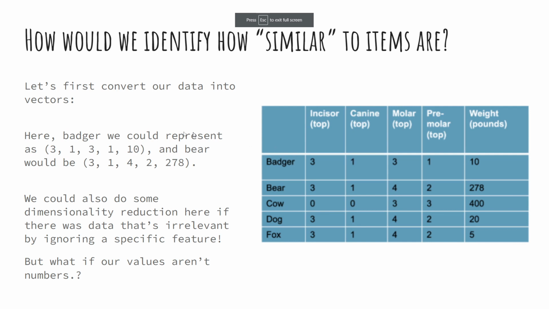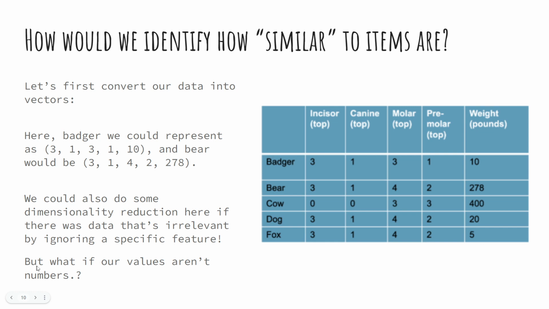Okay, so we've got 2 vectors here. We saw badger is 3, 1, 3, 1, 10, and bear is 3, 1, 4, 2, 2, 7, 8. So we could do a dimensionality reduction here. Let's say some of the data is irrelevant, let's say the weight is irrelevant to how we want to be clustering these animals. So we can just ignore this or cut it out if it's not important to us.